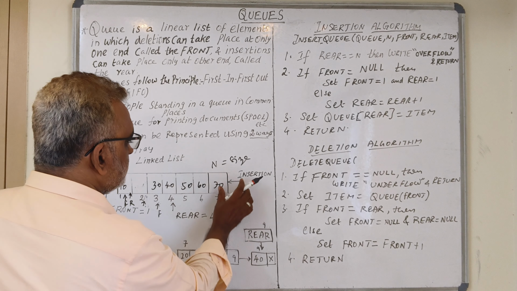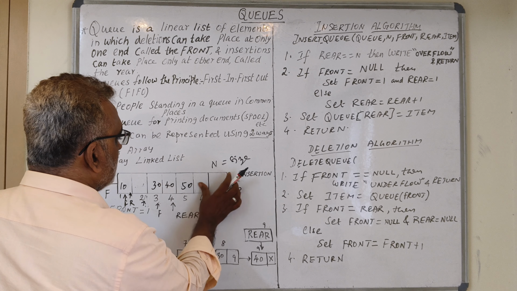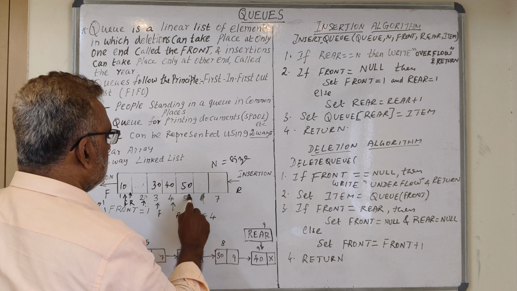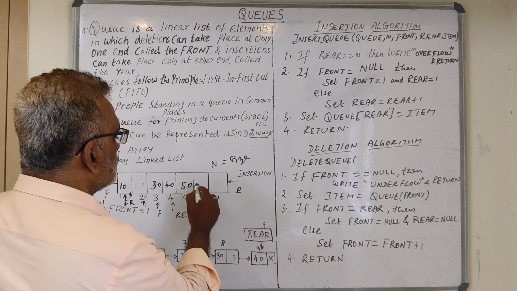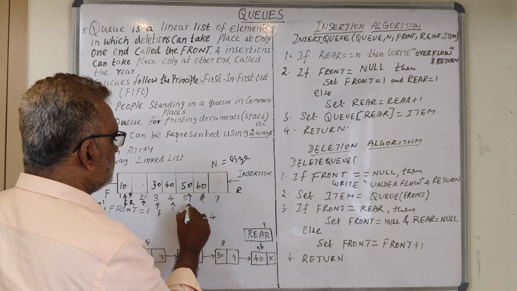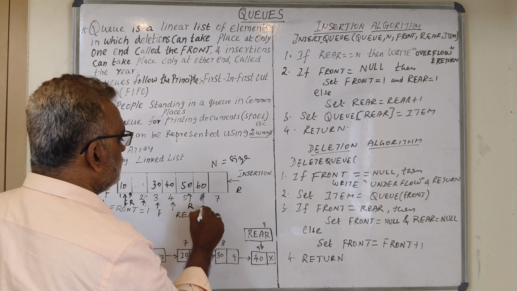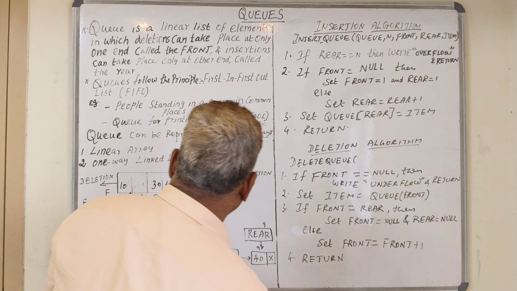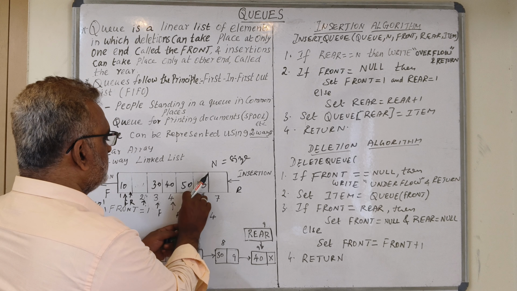Otherwise, we simply have a space here, and the rear value is here, and we are inserting the element. So what will happen? 60 is inserted. The rear is here, so the rear value is incremented by 1. Now the rear will come to the next location, that is 6.